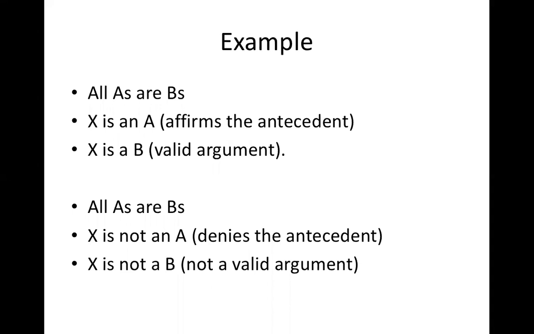So all A's are B's, X is an A. This affirms the antecedent. X is a B. It's a valid argument. All A's are B's. X is not an A. It denies the antecedent. So X is not a B. It's not a valid argument.